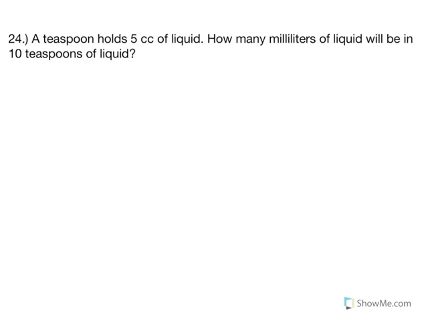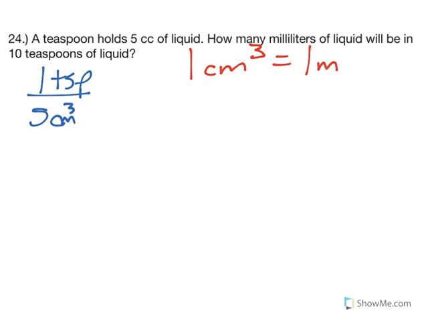24, a teaspoon holds 5 cc's of liquid. Okay, so the identity ratio of that would be 1 teaspoon is 5 cubic centimeters. Oops, forgot the M. How many milliliters of liquid will this hold? Well, I don't know if you saw this. It is on the conversion sheet. But it tells you that 1 cubic centimeter is the same as a milliliter.